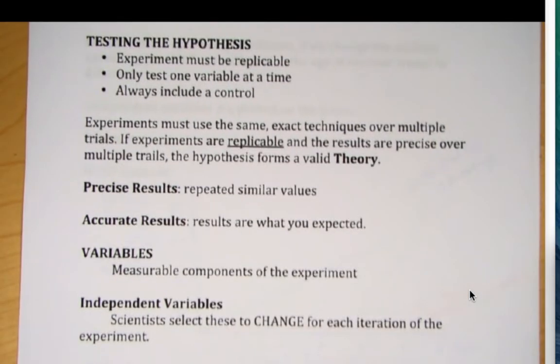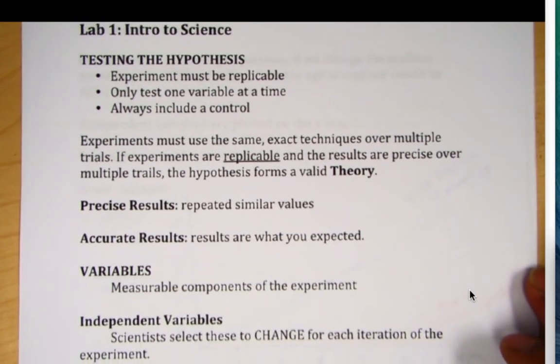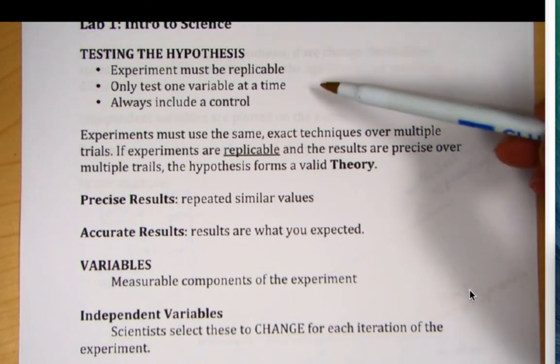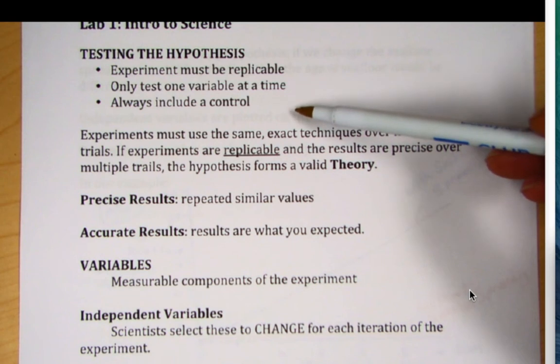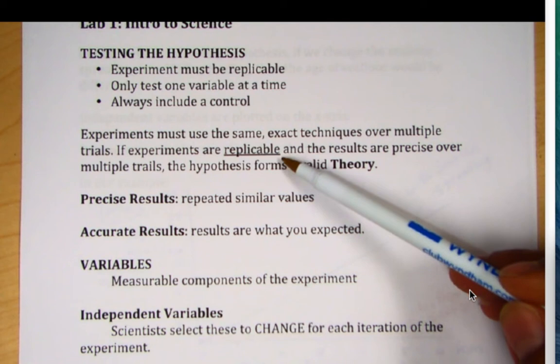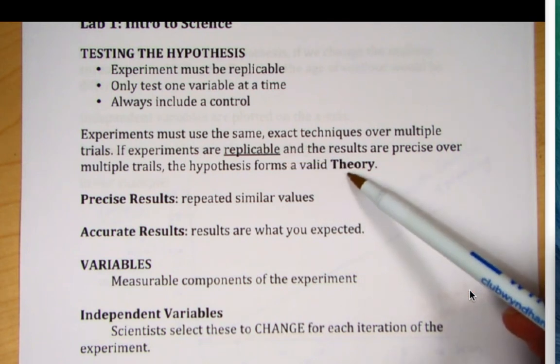Now, when we go to this next part here, let's start testing the hypothesis. We're going to use experiments. These experiments must be replicable, and the key thing about the experiments is they must be systematic and they must be able to be duplicated by somebody else in a different lab, right? You're only going to test one variable at a time, and we're going to have a control sample. Experiments must use the same exact techniques over multiple trials. And the key thing, if that experiment is replicable, then you can have a valid theory, right?